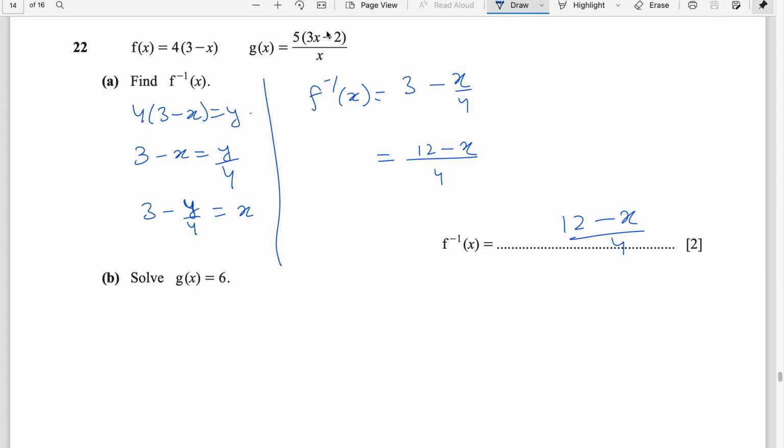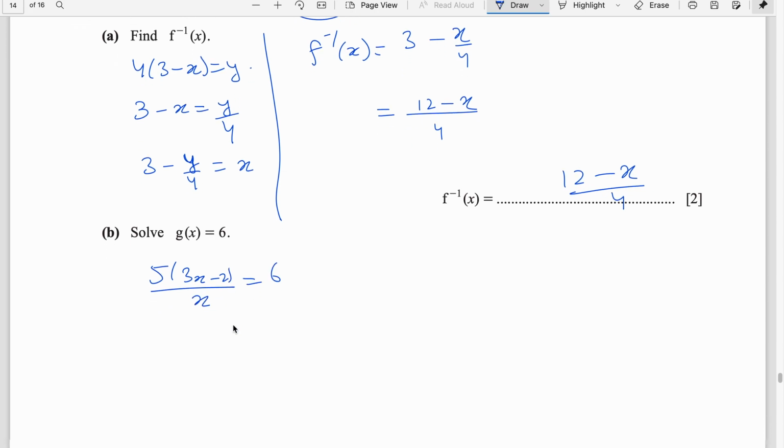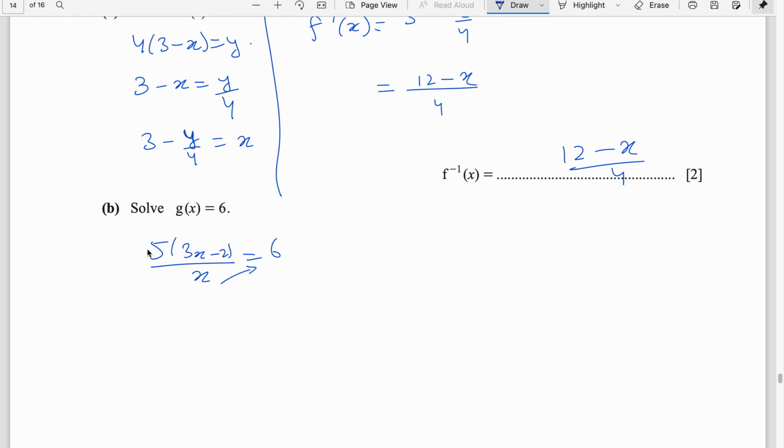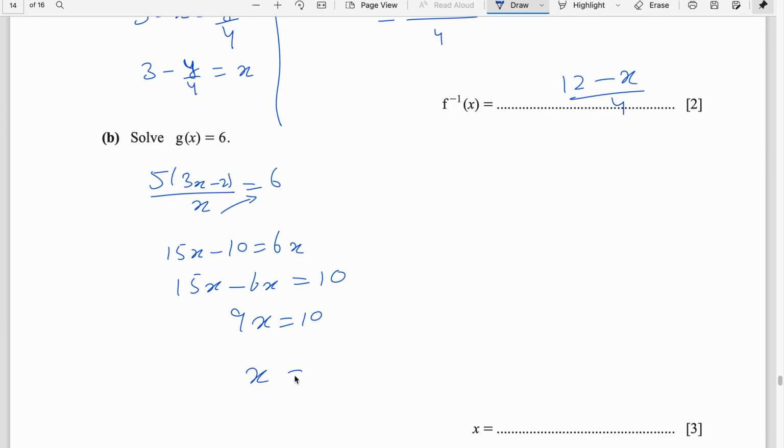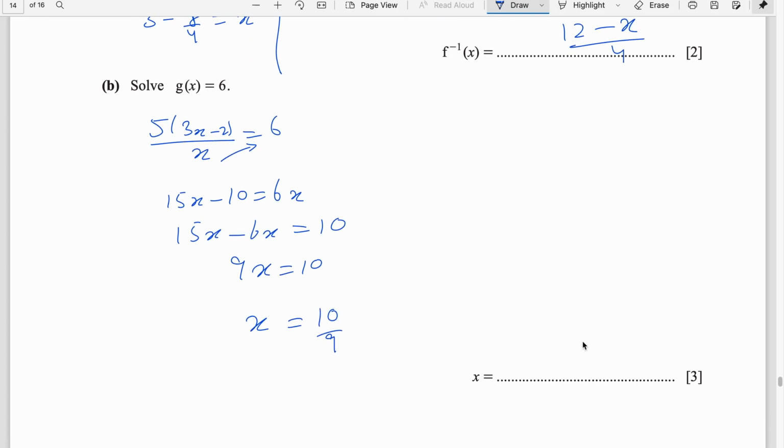Solve g of x is equal to 6. So we already know what g of x is. Copy that down. 5 into 3x minus 2 by x is equal to 6. Solve this. So cross multiply. 5 times 3 is 15x, minus 5 times 2 is 10, equals 6x. Bring x to this side. 15x minus 6x is equal to 10. 15 minus 6 is 9x is equal to 10. So x is equal to 10 divided by 9.